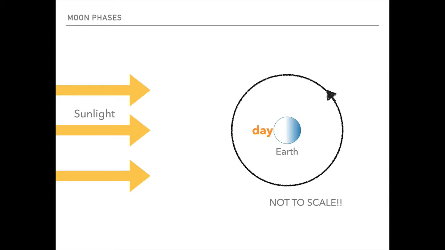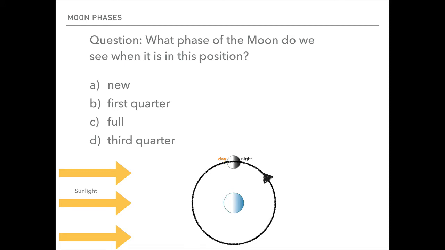The half of Earth facing the sun is in daylight, and the other half is in night. The same is true for the moon at any position, as shown here. Before we continue, check your understanding by deciding which phase of the moon we see in this position. Is it new, first quarter, full, or third quarter? The answer is D, third quarter, because at this position, we see half of the moon's day side and half of its night side, so it will look like this.